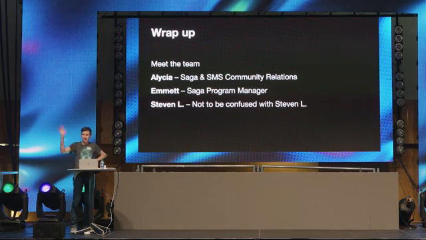And I'm Stephen Lucier, not to be confused with Stephen Laver, who is the technical program manager of the Saga project. The Levenshtein distance between our two names is, I don't know what, 4, which leads to a lot of confusion. So yeah, not to be confused with Stephen L. I'm Stephen L.